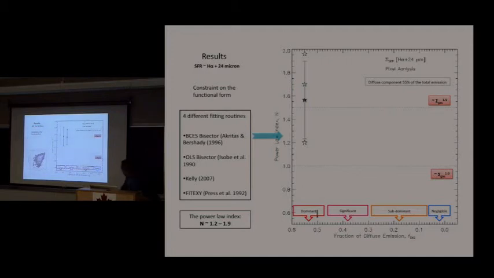So let's see what happens when I bring all of them together, where the diffuse fraction is dominant, significant, subdominant, and negligible. See, the power law index of this star formation law depends very sensitively on how you tackle your diffuse component. You know that the diffuse component exists, but you don't know whether it's related to your star-forming H2 region or not.